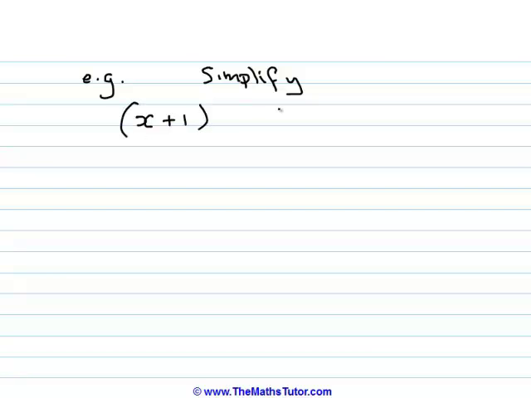Just like numbers, we can add, subtract, multiply, and divide expressions. For example, if we were asked to simplify x plus 1 plus 2x minus 2, we can remove the brackets, so it becomes x plus 1 plus 2x minus 2.